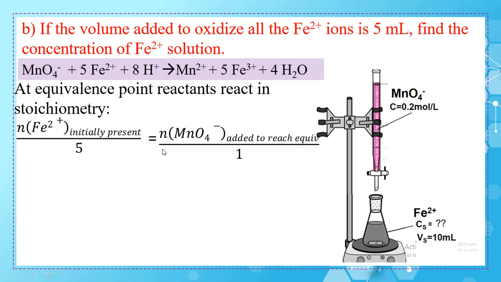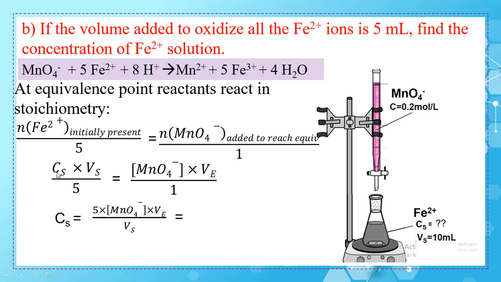Instead of each number of moles, we place C times V. In the first case, we have C of analyte, solution S, times the volume of solution S. In the second case, we have the concentration of MnO4- times the volume equivalence. Now, as we can see, we have three terms. They are given in the question. It is the volume of solution S as 10 milliliter, the concentration of MnO4- 0.2 mol per liter, and the volume equivalence, which is given 5 milliliter. So we can find the concentration of the analyte. It will be equal to 0.5 mol per liter.